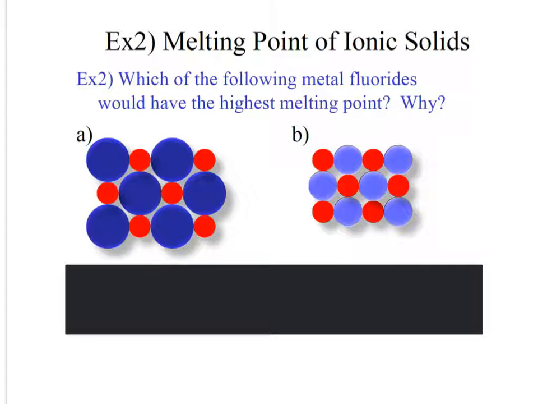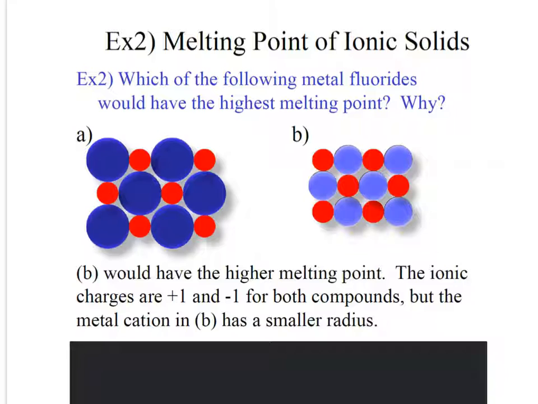Example 2. Which of the following metal fluorides would have the highest melting point? So the F ion is the red ion. The fluoride always carries a -1 charge. Since the ions in both of these compounds are in a 1-to-1 ratio, both cations carry a +1 charge. The compound containing the cation with the smallest radius will have the highest melting point.